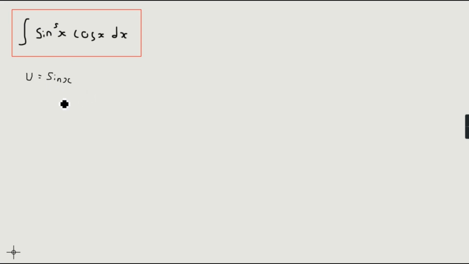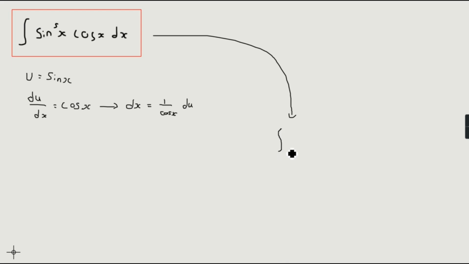Okay, and then remember our next step is to differentiate this. So we say du by dx. Now you should be familiar that sine x differentiated becomes cos x, and then we rearrange to make dx the subject of the formula. Therefore, dx equals 1 over cos x times du. Okay, so let's rewrite our initial integral. This is now the integral of sine x, which has been replaced by u, so u to the power of 5, times cos x. Cos x hasn't quite been replaced by anything. The dx has now been replaced by this term, the 1 over cos x du.